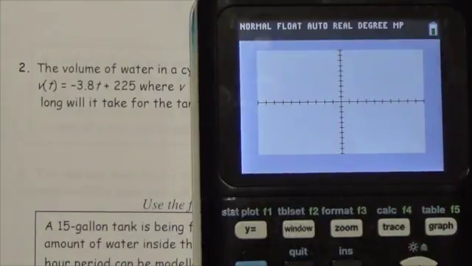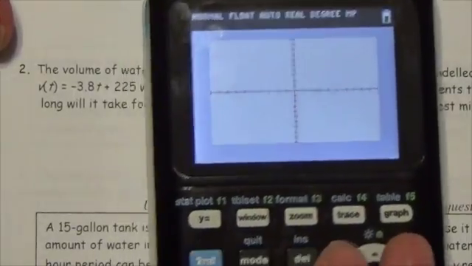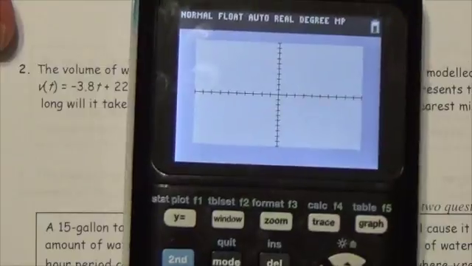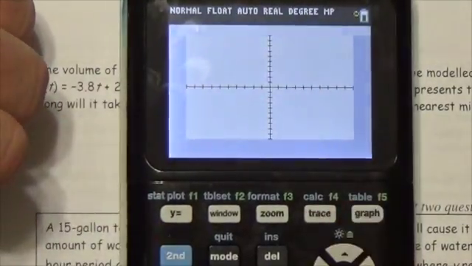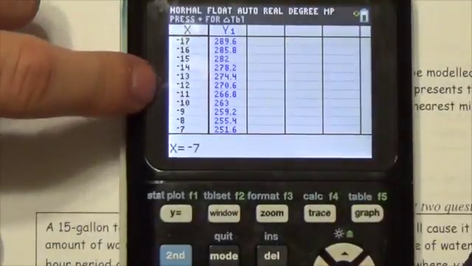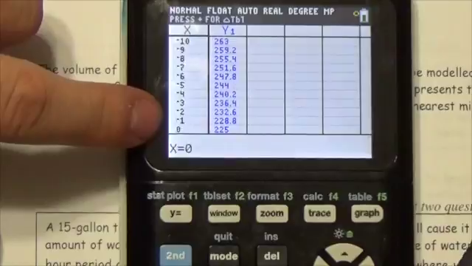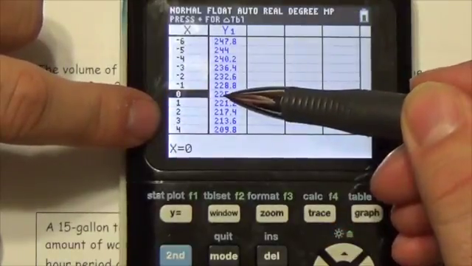Oh, that's disappointing. Nothing. Nothing at all. Okay. Tell you what, let's take a quick look at our table of values and see why. Where are these numbers here? So press second, graph. Now, my table of values is set back a little bit here, but let's just go to 0 here. Oh, that's the problem. 225.